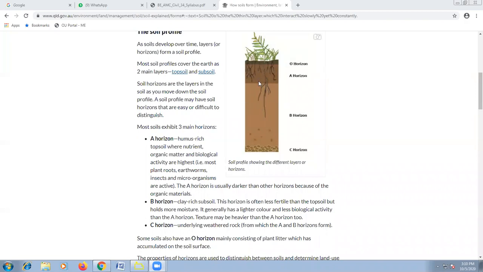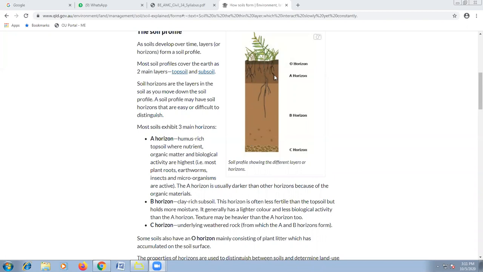When water percolates down through the O horizon and the A horizon, it reaches the B horizon, and it will be holding more moisture. As you can see in the figure, this is lighter in color when compared to the A horizon, and there is less biological activity over here compared to that of the A horizon. The texture may also be heavier.